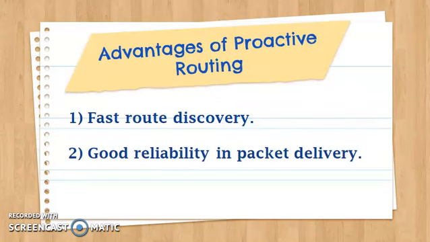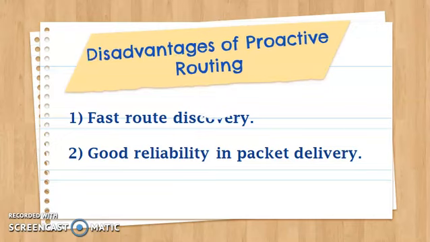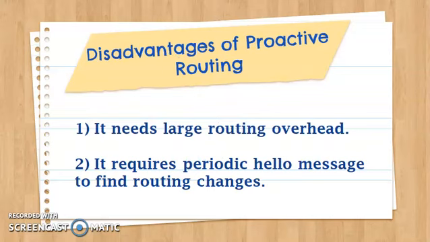Advantages of proactive routing. It has fast route discovery. Also, it has good reliability in packet delivery. Disadvantages of proactive routing. It needs large routing overhead. It requires periodic hello messages to find routing changes.